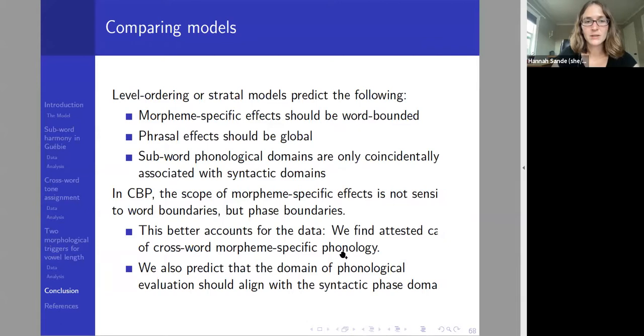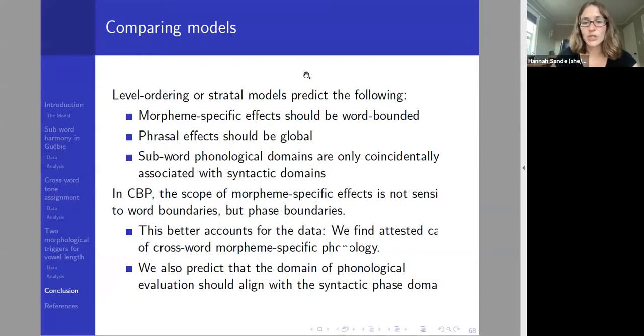Comparing this to other models, level ordering or straddle models predict that morpheme-specific effects should be word-bounded, phrasal effects should be global, and subword phonological domains are only coincidentally associated with syntactic domains. But as we've seen, as in cophonologies by phase, the scope of morpheme-specific effects is not sensitive to word boundaries, but phase boundaries. And this seems to be more compatible with what we see in the data.